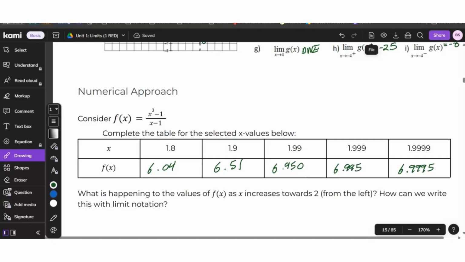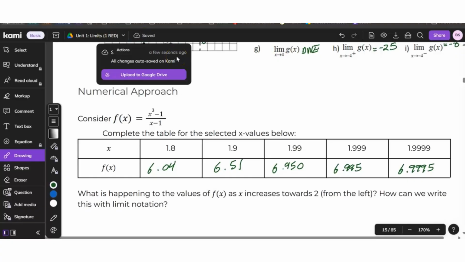And then what did I get? 6.9995. So I just added a 9 every time, right? I pushed back that 5. Okay? So, ladies, since you cannot stop talking, you may be the reason we get a seating plan. But let's hope we don't.